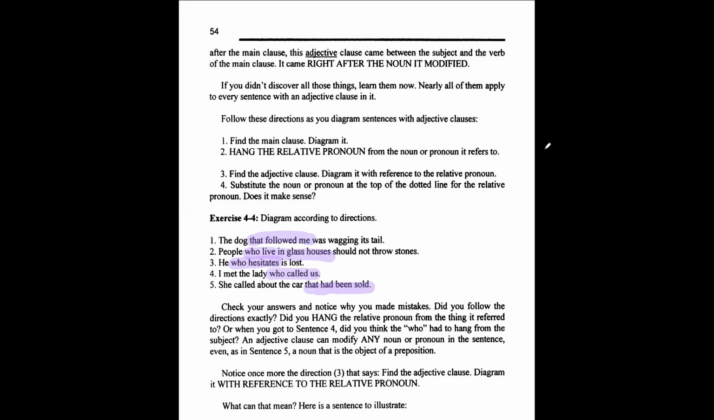So now I've identified all the adjective clauses, but I diagram the main clause first. That is key, absolutely key. So this is the other way that you can do it. If you're struggling in identifying those adjective clauses, I would say do it this way. It's a little easier because sometimes you might get confused between the main clause and the adjective clause.